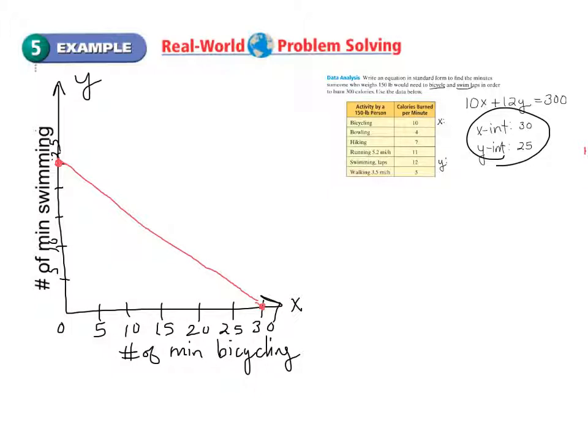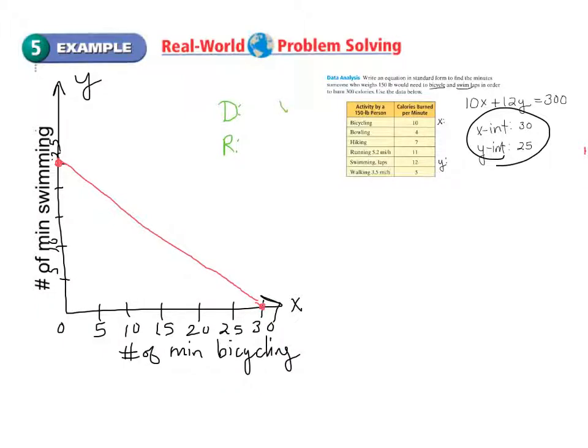Now let's talk about the domain and range. Your domain, the values of x. What can the values of x be? And this is what I love. I love how this works because this makes you think and understand your graph. What's the lowest x value that we have? It's 0. What's the highest x value you have? 30. You're not going to go over 30. You're not going to go less because the number of minutes bicycling, we want to burn 300 calories. If you go farther, we're burning more than 300. So our graph stops at 30.